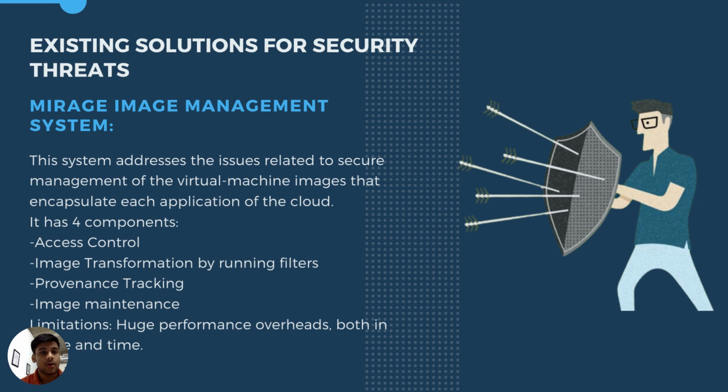The first one is Mirage Image Management System. This system addresses the issue related to the secure management of the virtual machine images that encapsulate each application of the cloud. It has four components: access control, image transformation by running filters, provenance tracking, image maintenance. Let's talk about the limitations of this point. Huge performance overheads, both in space and time.